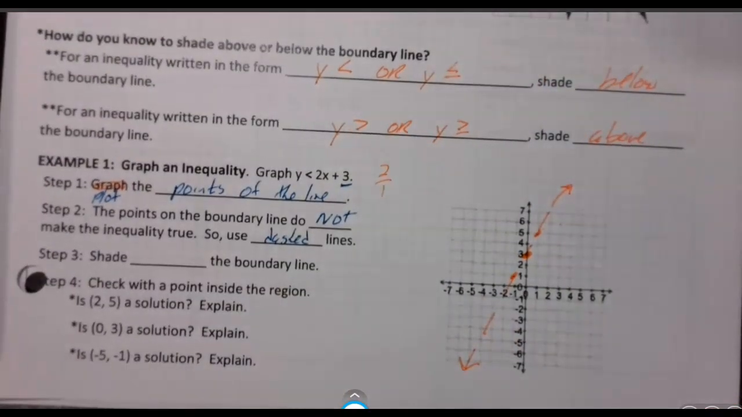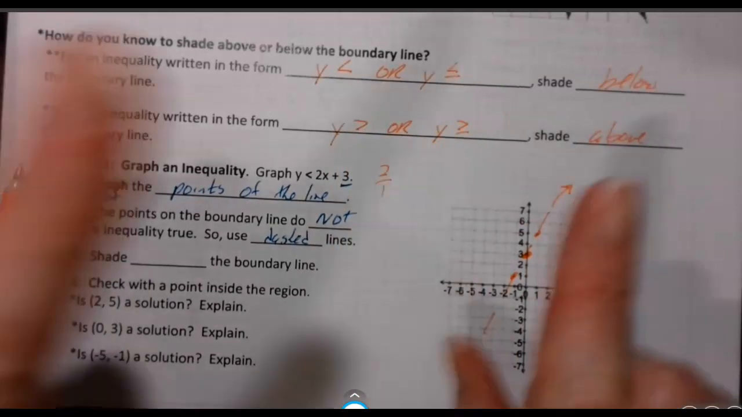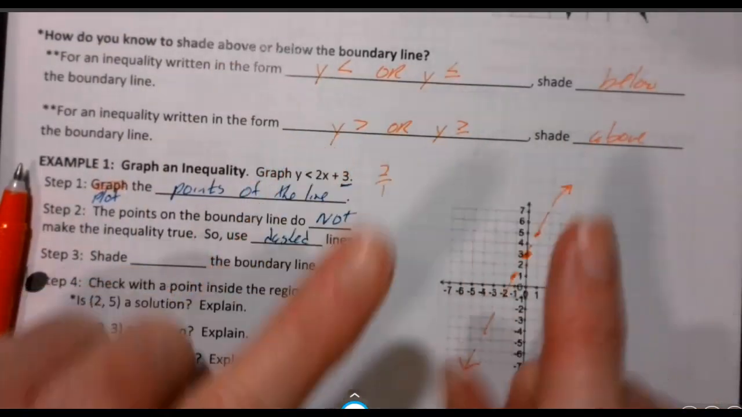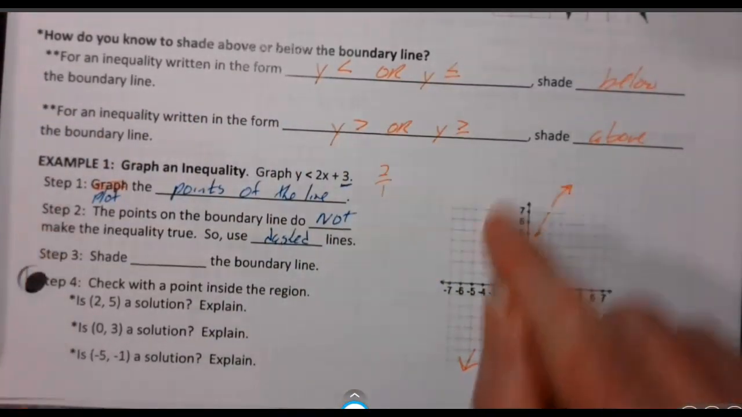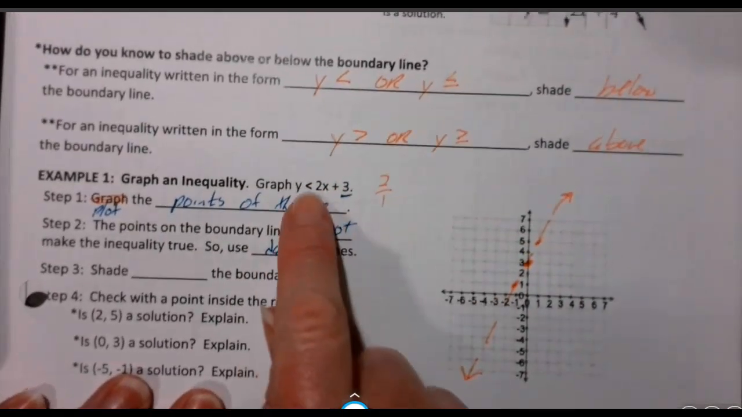Now we're going to shade. Now, this is less than, so according to this, if it is less than, we're going to shade below, which is true. Here's what I like to do. See these 2 fingers? These are awesome. These are very helpful. So what I like to do is that it's determining where y is less than.